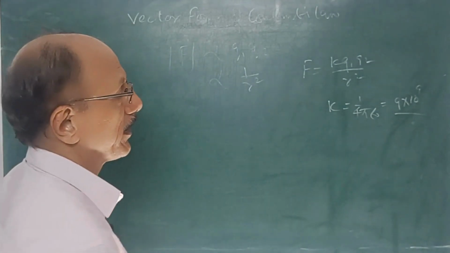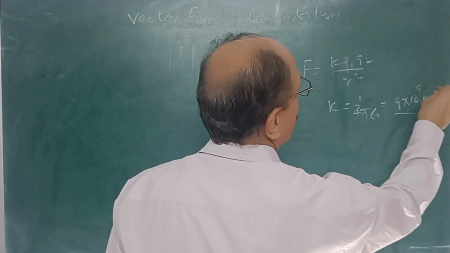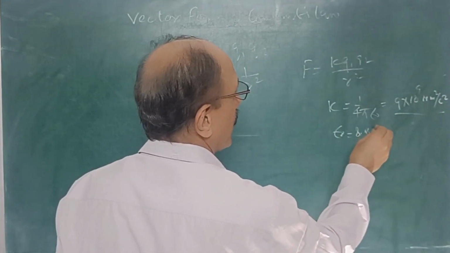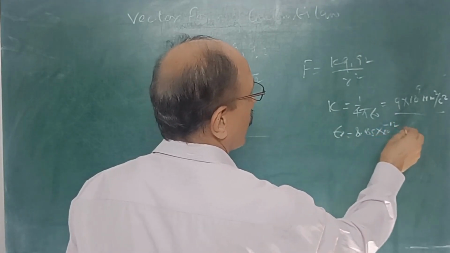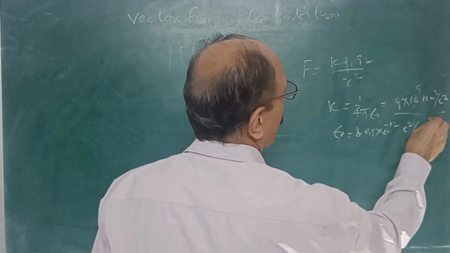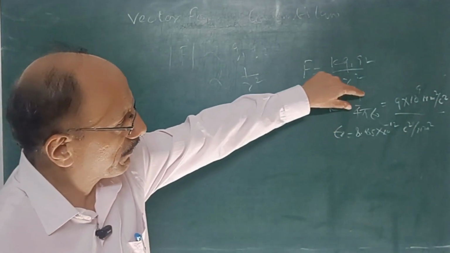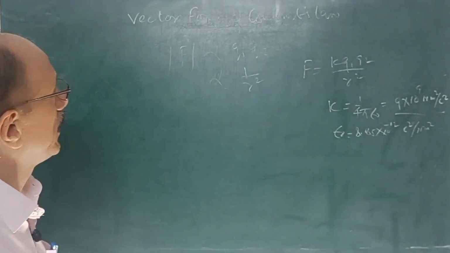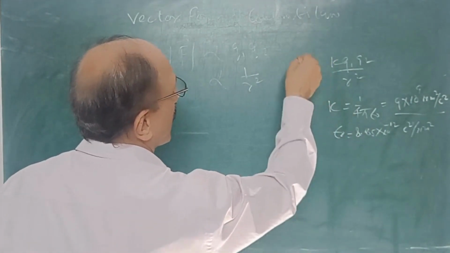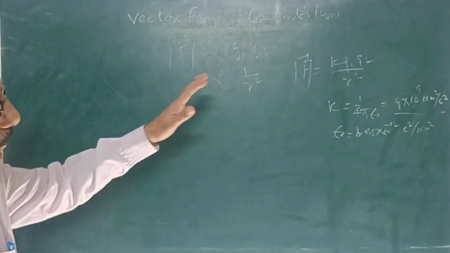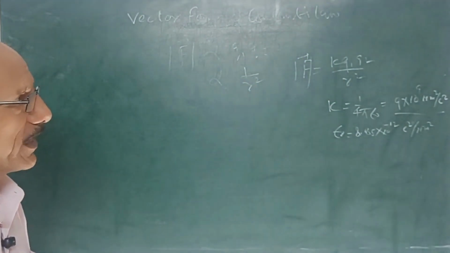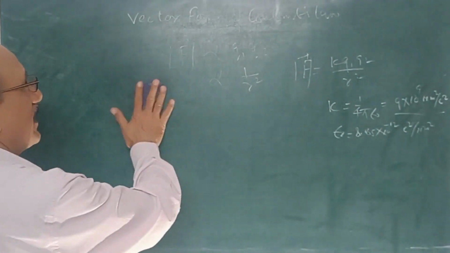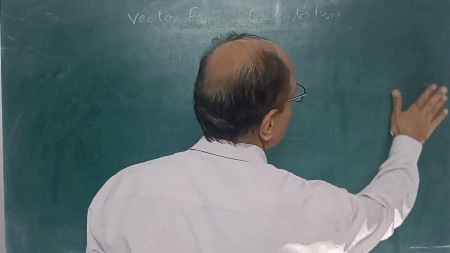That is, 9 Newton meter square per coulomb square, and epsilon naught was 8.85 into 10 to the power minus 12 coulomb square upon Newton meter square. After multiplying and dividing, it comes to almost this, and the unit will be this much. So this was only the magnitude of the force, but force is a vector quantity. If we are interested in the exact force, with the direction, then how will we get that? Let us discuss this here.